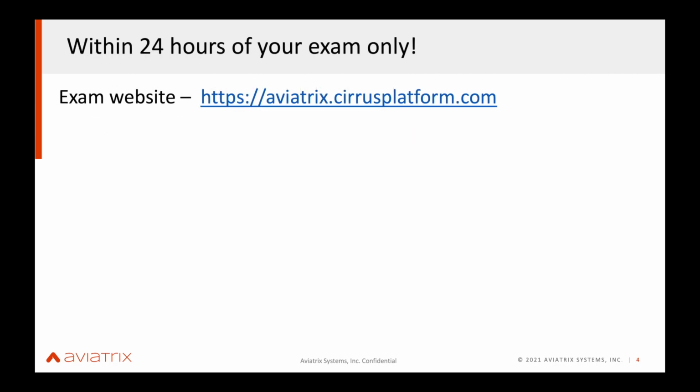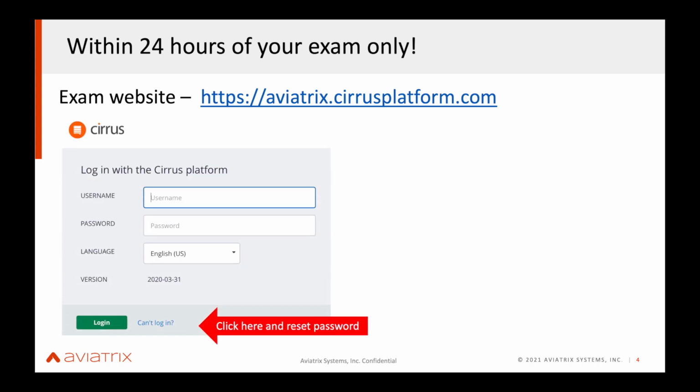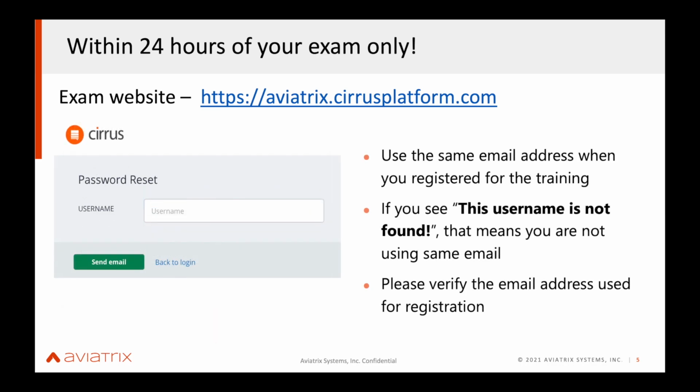The following instructions are only on the day of your exam. So within 24 hours of your exam, make sure that you log on to aviatrix.cirrusplatform.com. The first thing that you need to do is reset your password. So click on the link on the bottom left which says can't log in, and click there to reset your password. Make sure that where it says username, you're using the same email address that you used when you registered for the training.